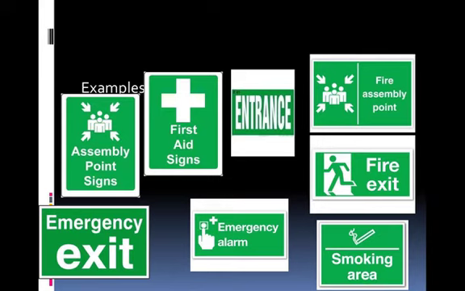Assembly point signs indicate that this area is an assembly point. I don't remember who made mention, I think it was Renard, but we were saying in class that the field would probably have a sign like this. So this could be one of those signs that the school would need. So you have the assembly point signs, the first aid sign, the fire assembly sign, emergency exit sign, emergency alarm, fire exit, smoking area. These are things that are present in the environment that you should be aware of. So they advise you of where they are.